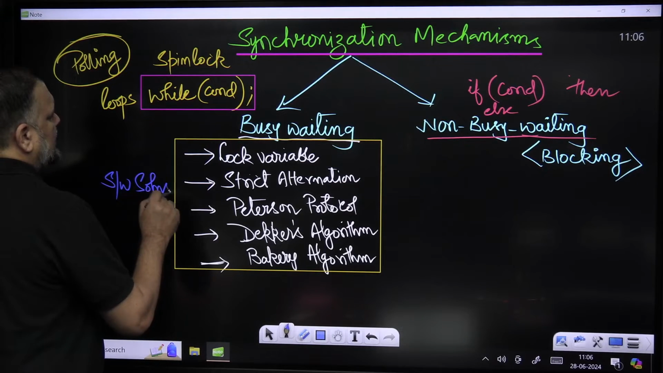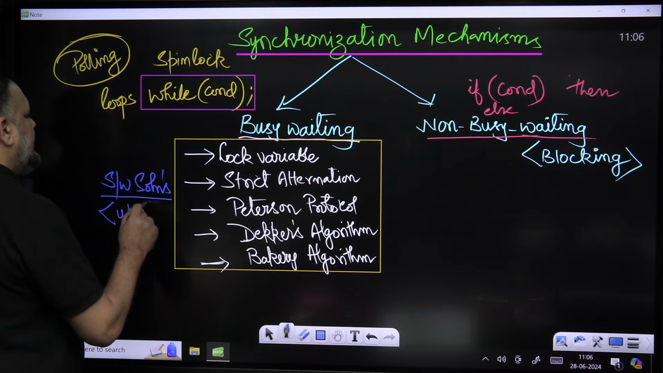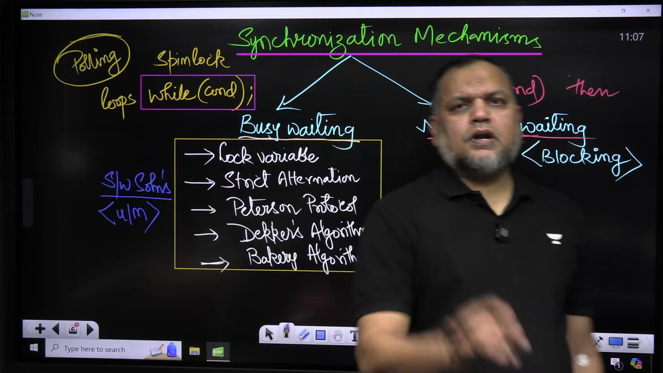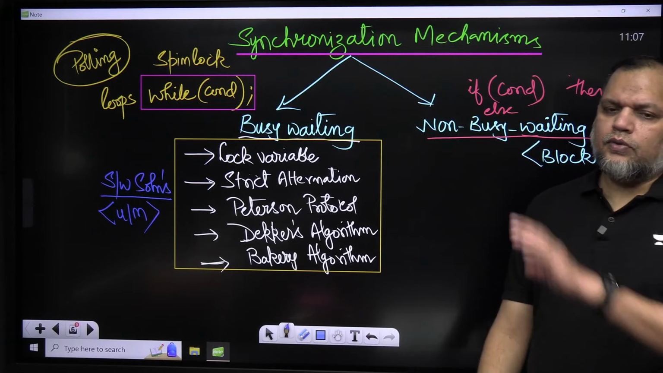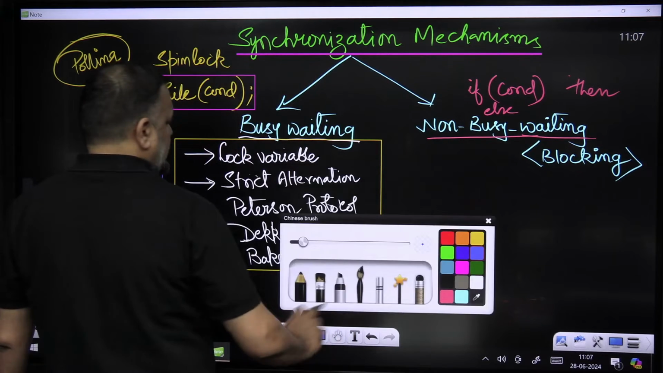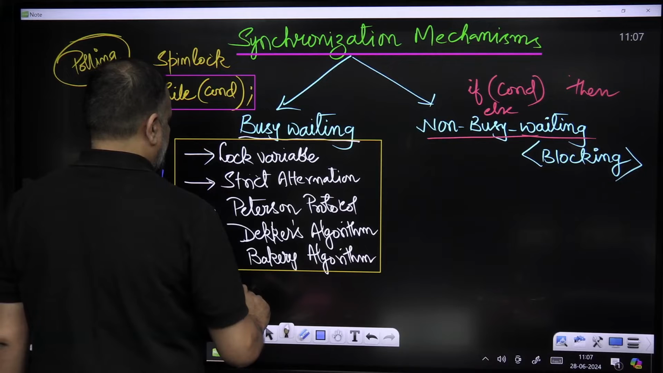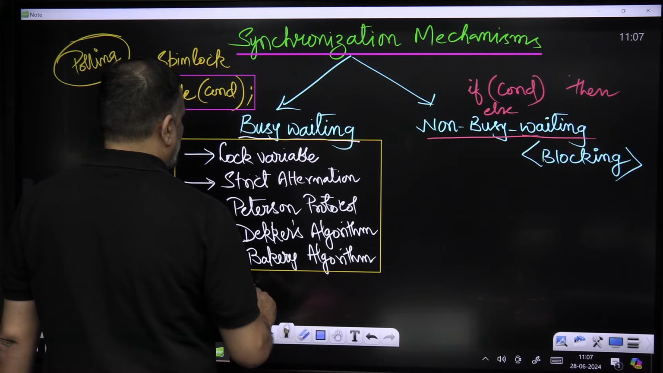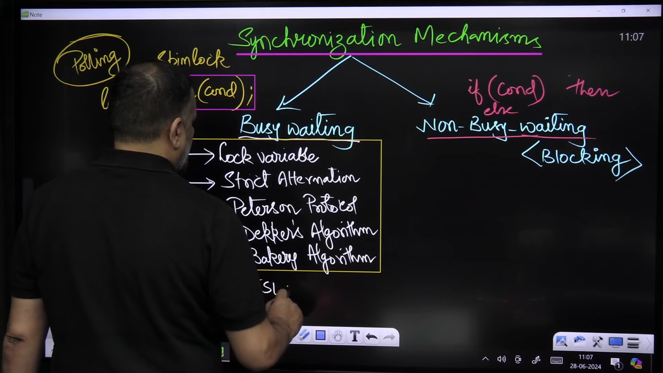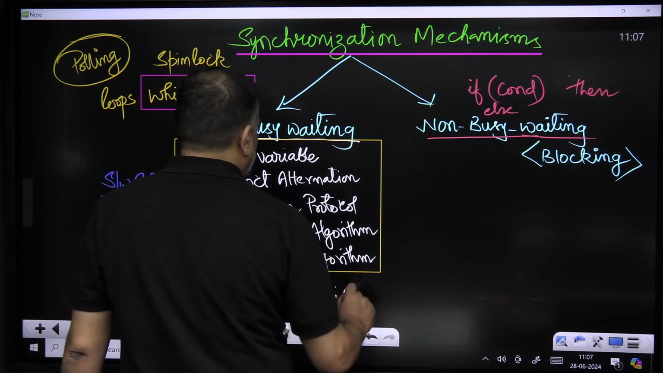Software solutions का मतलब ये है, they are implementable purely at user mode. ये user mode में work करेंगे. They don't require any operating system support. They don't require any special hardware support. And contrary to that, I also have some busy waiting solutions which are hardware based. That is called synchronization hardware. You will have mechanisms like TSL, swap, and CAS, compare and swap.